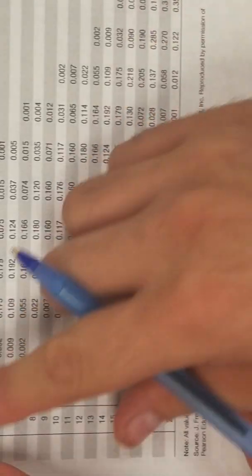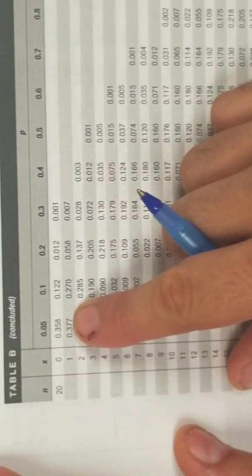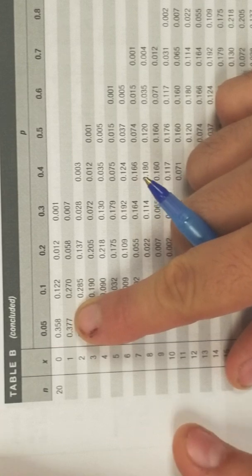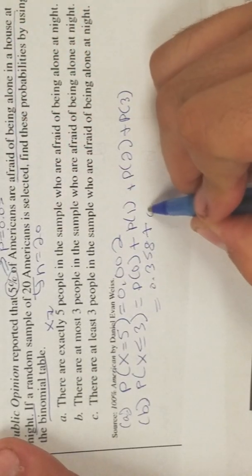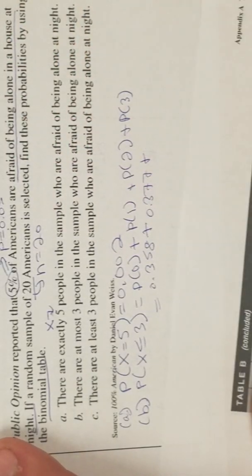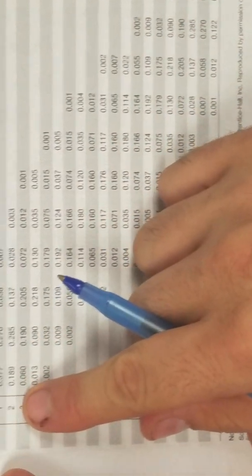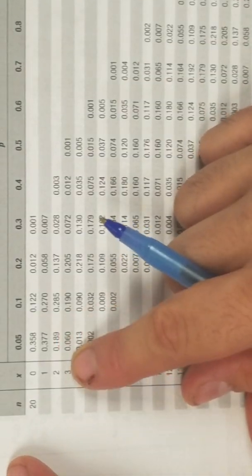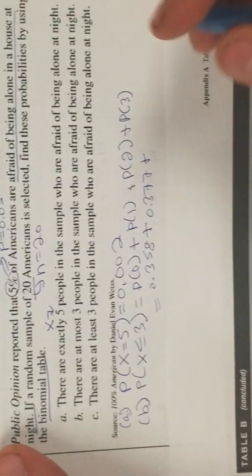Next one, 1 success, 0.377. And then the last one, or next to the last one, we got 0.189 and then 0.060.